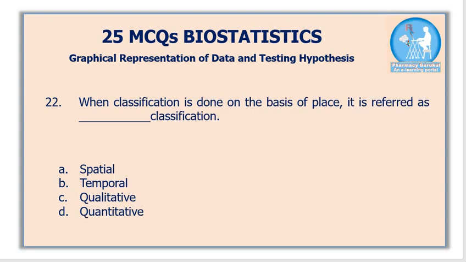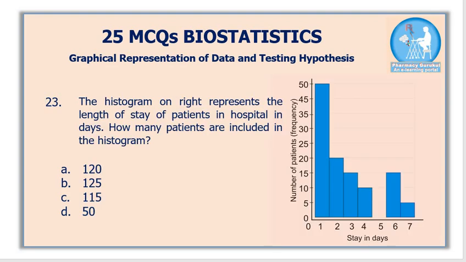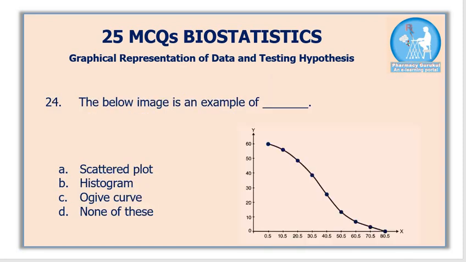Question number 22. When classification is done on the basis of place, it is referred as, and the correct answer is option A. Spatial. Question number 23. The histogram on right represents the length of stay of patients in hospital in days. How many patients are included in the histogram? And the correct answer is option C. 115.